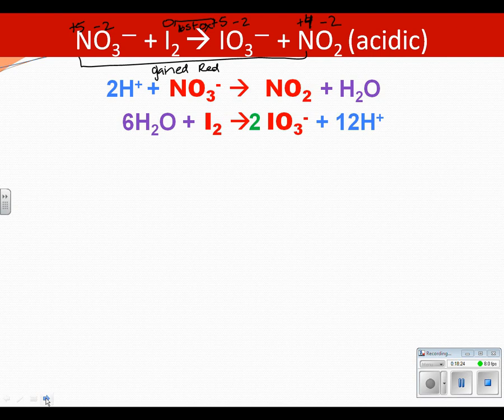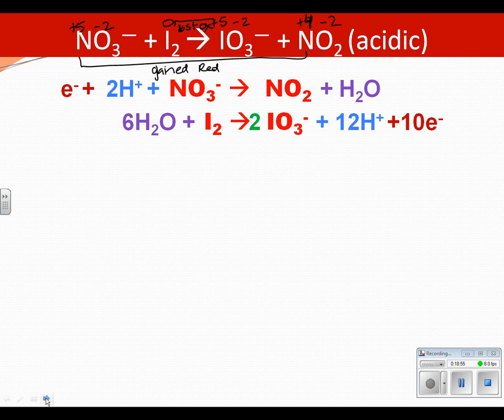And then I need to balance out my charges by adding electrons. So for the first reaction, I have to get it to equal 0, so I need to add 1 electron to the reactant side. Then on the second reaction, I need to get the products to equal 0. So I have plus 12, and then I have minus 2, so I need to add plus 10 electrons.